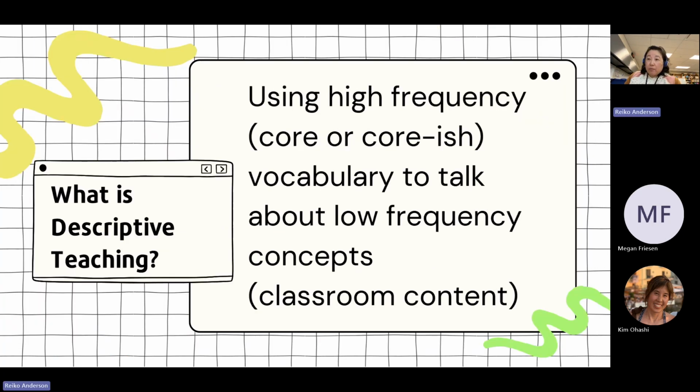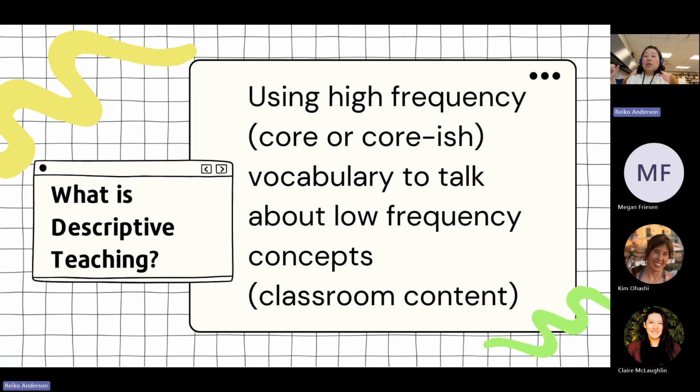What is descriptive teaching? We're going to take high frequency vocabulary to talk about low frequency concepts. Okay, so you and I know that some words are more high frequency than others. What I mean is they're more like core vocabulary. They're more like everyday words. They're not fancy words. I'm just trying to think of a good example. So we might have car. Car is a good core-ish high frequency word. Vehicle is a more fancy word for that, right? So I would put vehicle in the low frequency vocabulary.